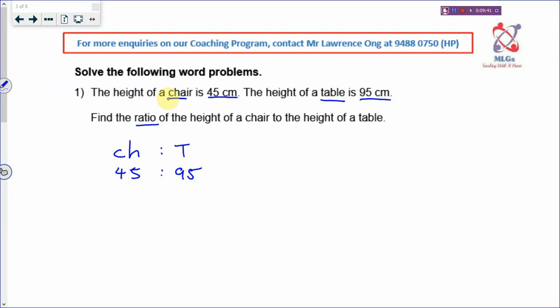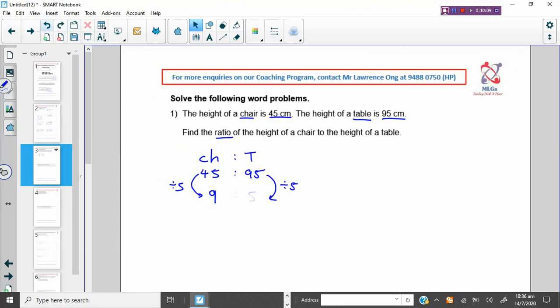Alright, now ratio is like a representation. For example, the actual height of the chair is 45 cm, and the actual height of the table is 95 cm. But the moment I simplify, what happens? I divide by 5, and here I divide by 5. Then it becomes 9 is to how many? You take 95 divided by 5, that will be 19. So you have 9 is to 19.